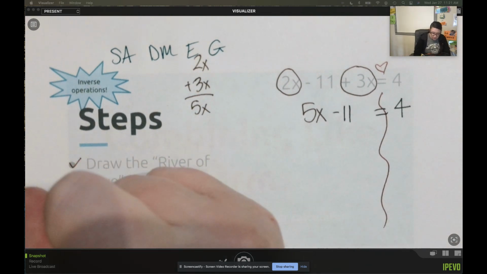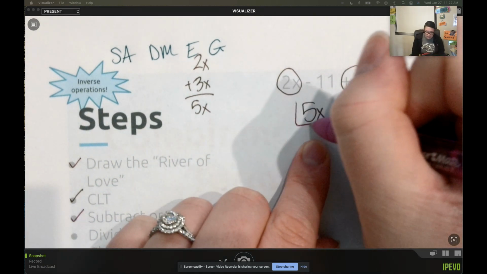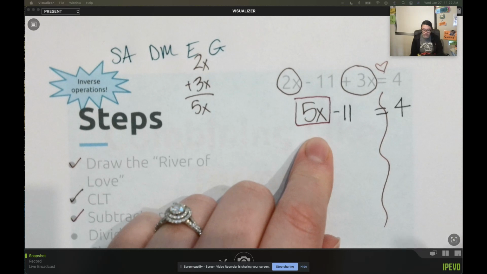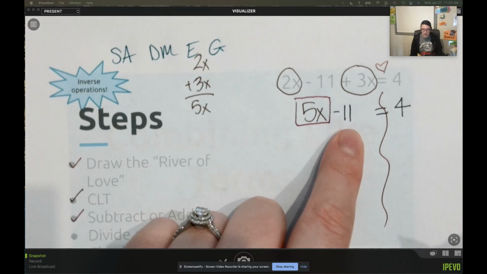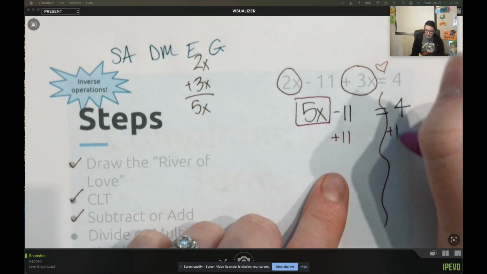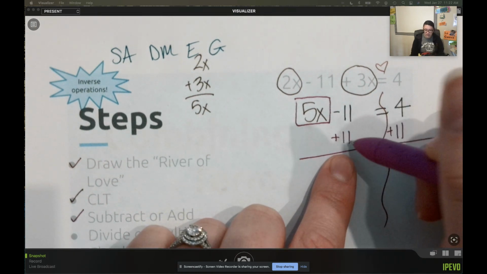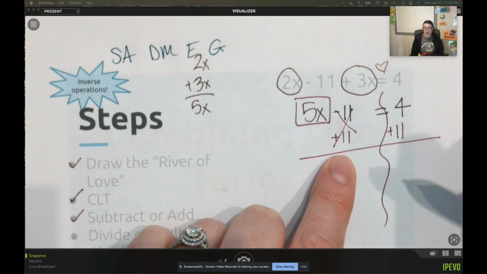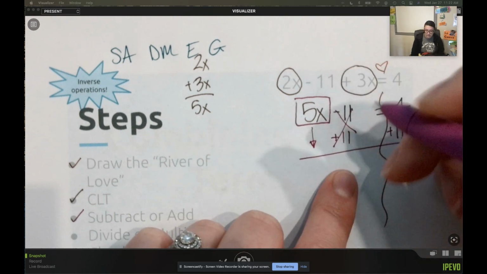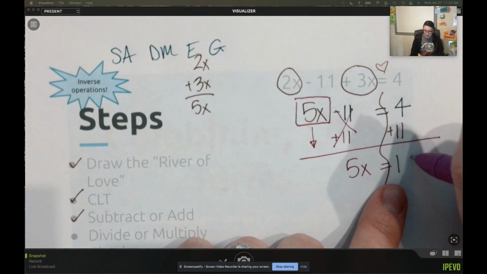So first, my subtracting and adding. Remember, I want to use inverse operations to isolate my variable. So I need to save my coefficient, my variable, for the last. Inverse operation of minus 11 would be the opposite, which is adding 11 to both sides. I have to keep my equation balanced. And negative 11 plus 11 makes a 0 pair. They eliminate each other. So I'm going to bring down that 5x. 4 plus 11 is 15.